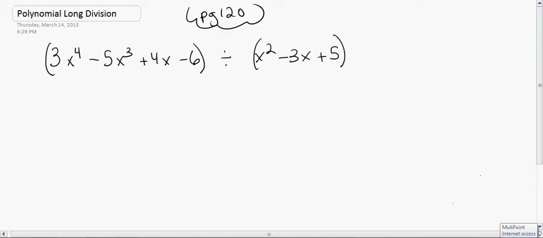This video is going to be about polynomial long division. If you have your textbook at home, you can follow along on page 120. I'm taking this example from the first part of page 120. Polynomial long division follows the same process as regular numerical long division. So let me just do an example of that.